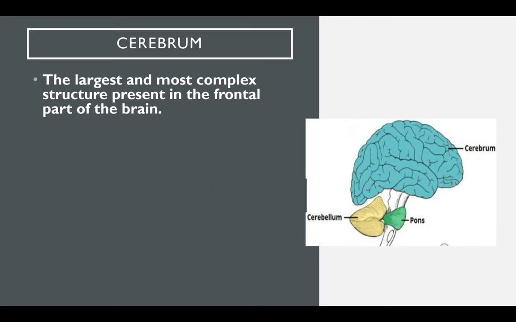Okay, let's look at cerebrum first. This is cerebrum, the one in the blue color. As you can see, it is the largest part of the brain. Since it is the largest part of the brain, cerebrum is the most complex structure present in the frontal part of the brain. Since it is the complex structure, it carries out complex tasks as well. Frontal part of the brain means frontal, bahagian hadapan.